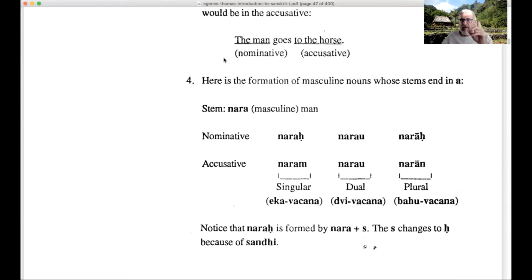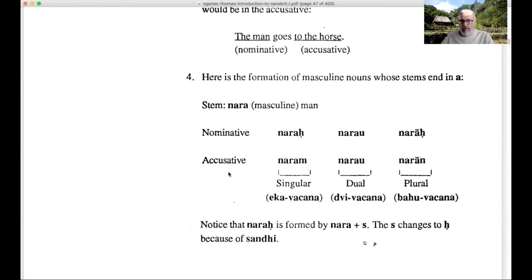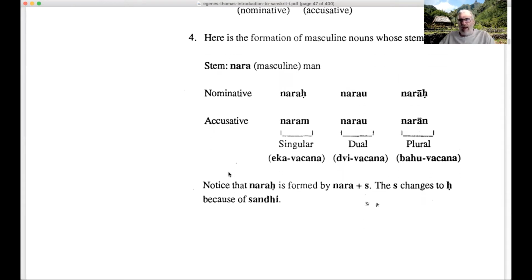Here is the formation of masculine nouns with stems ending in a, for the nominative and the accusative, the pratama vibhakti and the dvitiya vibhakti. So here we have the pratama vibhaktis and the dvitiya vibhaktis, the nominative and accusative, of nara, naraha. Normally we'll say nara or naraha means a man. So naraha, narao, naraha, naram, narao, naran. Okay, so that is the first two cases in Sanskrit for a-ending masculine nouns, singular, dual, and plural: ekavachana, dvivachana, bahuvachana.